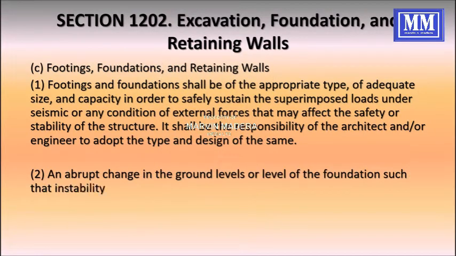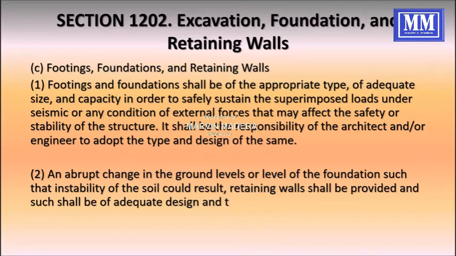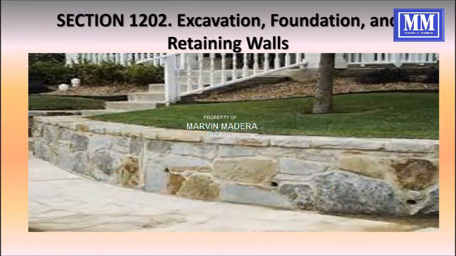An abrupt change in ground level or level of the foundation, such as instability of the soils, could result. Retaining walls shall be provided, and such shall be of adequate design and type of construction. A retaining wall is designed for a sudden or abrupt change in the natural grade line. In this case, we can see a retaining wall that is supporting the building, and also the foundation type that will be used in order to support the foundation.